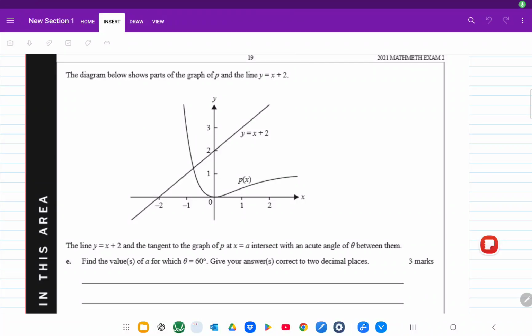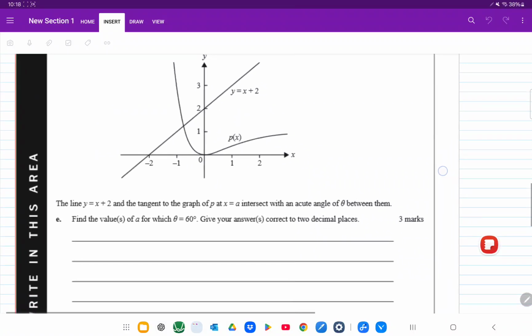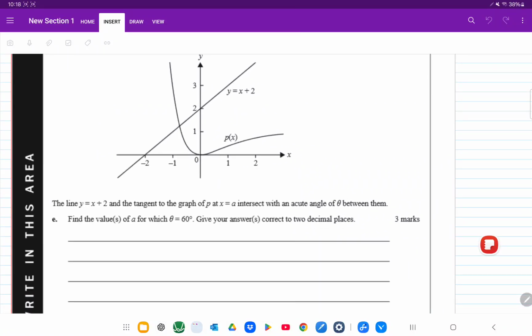Says here the diagram below shows parts of the graph of P and the line y equals x plus 2, and it looks like there's an intersection point. Now with question E, it's asking us to find the value of a for which the angle equals 60 degrees. There is a point of intersection, and I'm going to draw a line going across this way. There's an angle that occurs where theta is equal to 60 degrees.